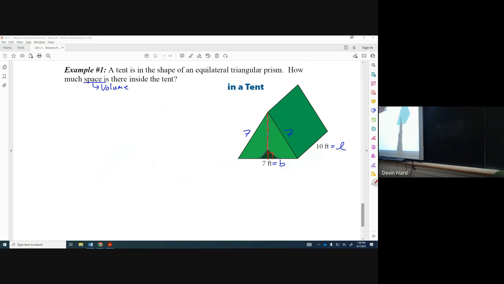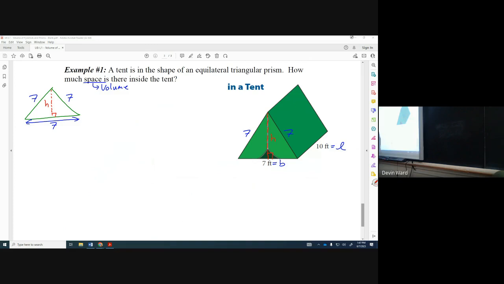But if I drop my height on a straight line down like that, we'll see that we have a right angle triangle. That green tent here, each of these sides is 7, 7. This whole side from end to end is also 7. If I do a dotted line straight down, it'll meet the ground at a 90-degree angle, and that is the height that I'm looking for. Okay? I need that height in my equation because it's base times height times length.